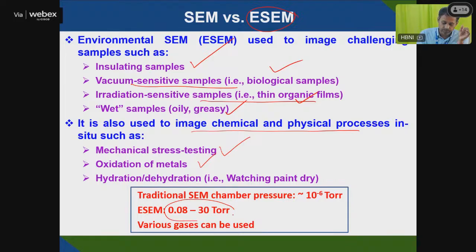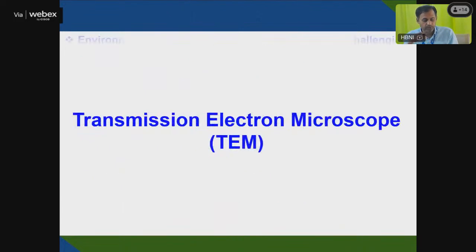Here the pressure is much lower, 0.08 to 32 bar, the vacuum is also low, and various gases can be used to control the environment, mostly argon and nitrogen, to provide an inert atmosphere. So mostly, SEM gives you topographic information, that is, how the surface looks, and then morphological information, that is shape and size.